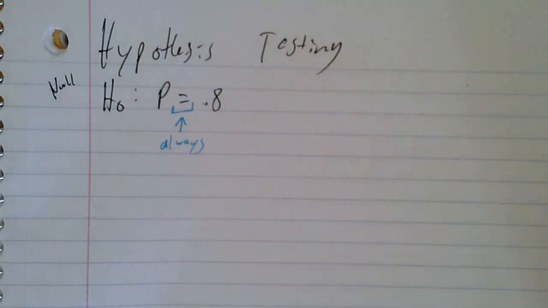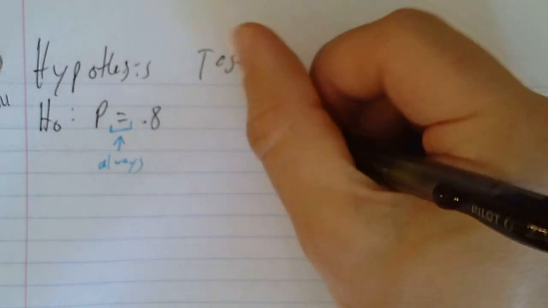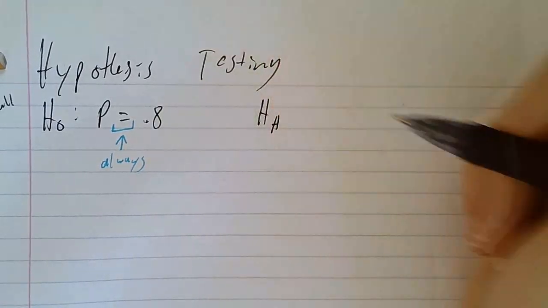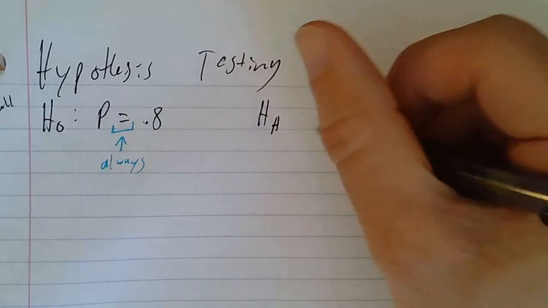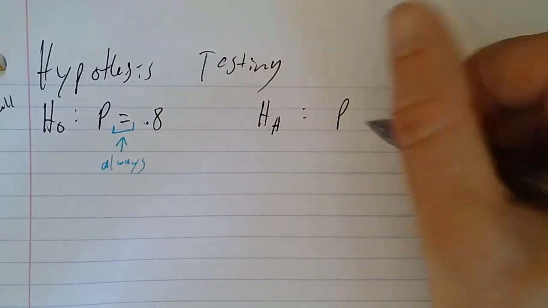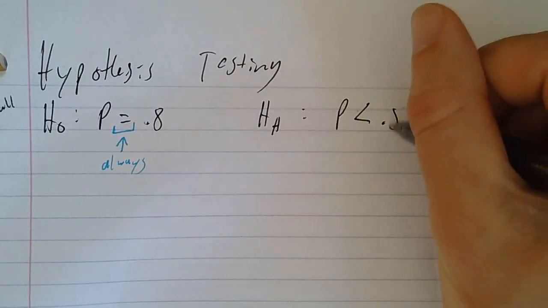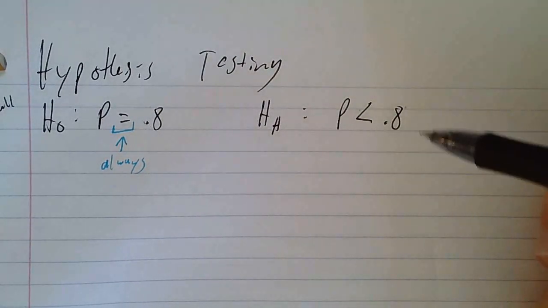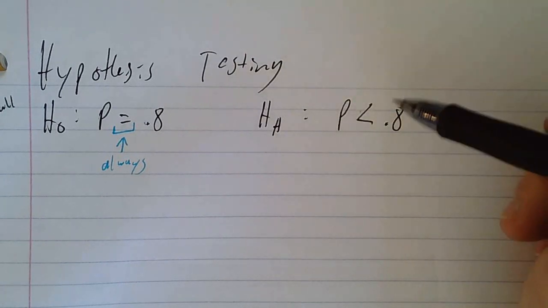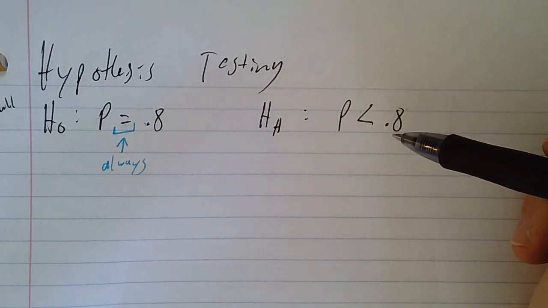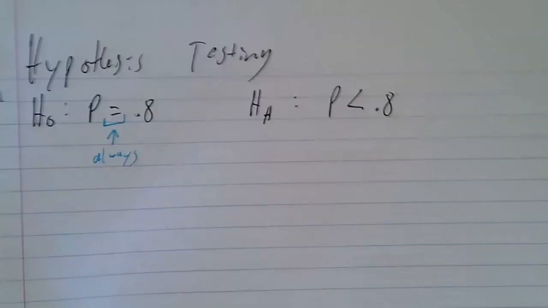And then you have to have an alternative. So the alternative is basically saying, no, that's not true. So we said, that's not true. I don't think you have that high an average. I'm going to say it's less than that. Okay. And sometimes it can be greater than. But in this case, it's going to be less than because it makes sense in the context, right?